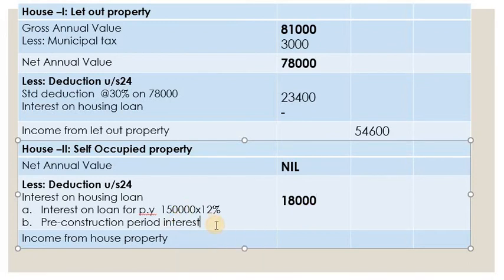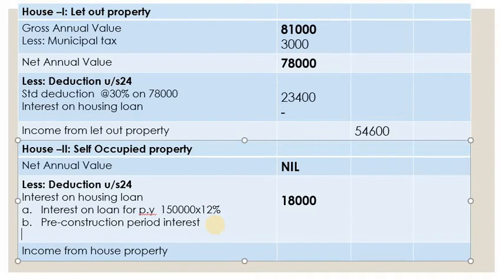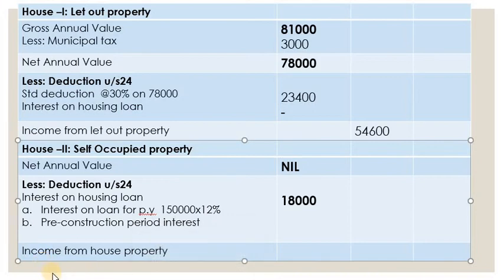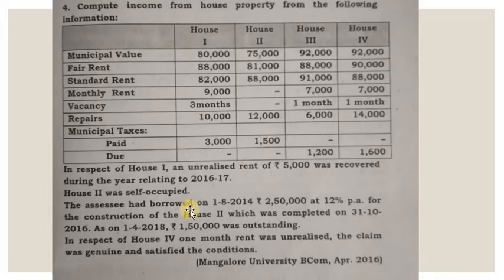So 12%. Now what you can do is go to the problem once again. So now pre-construction period means what? Before completion of construction, if the loan was taken, then there is a deduction.